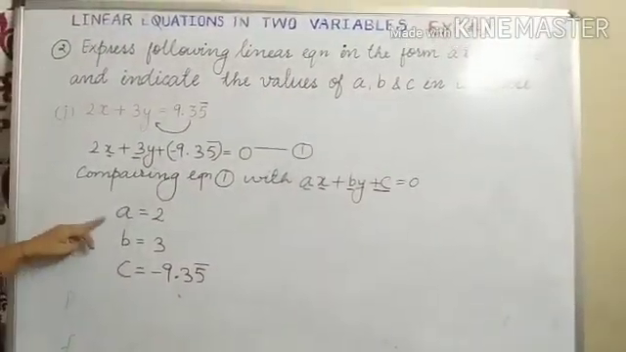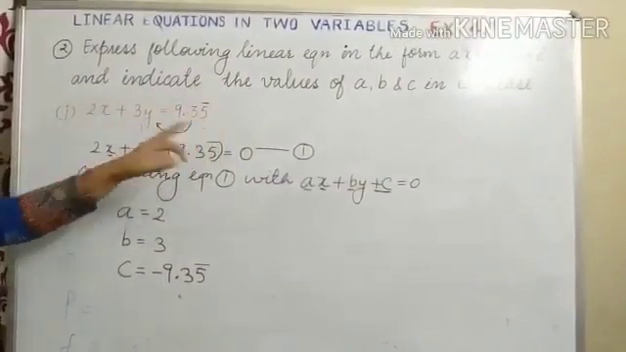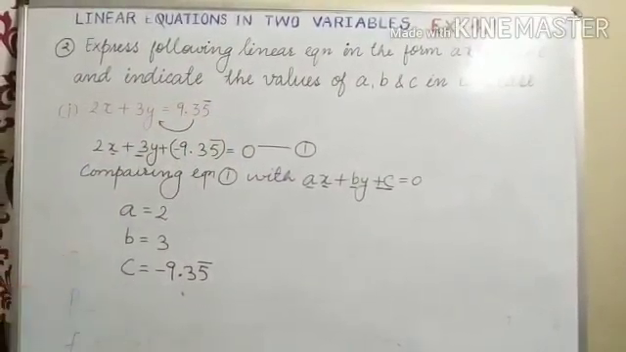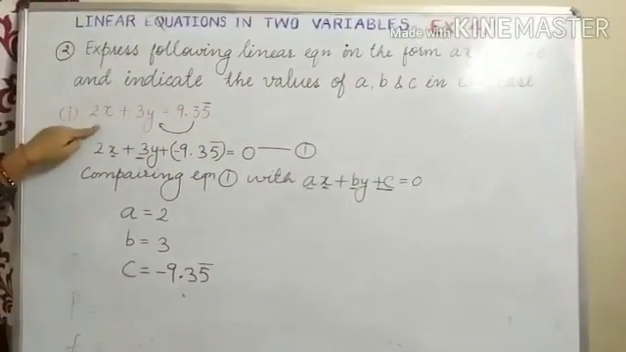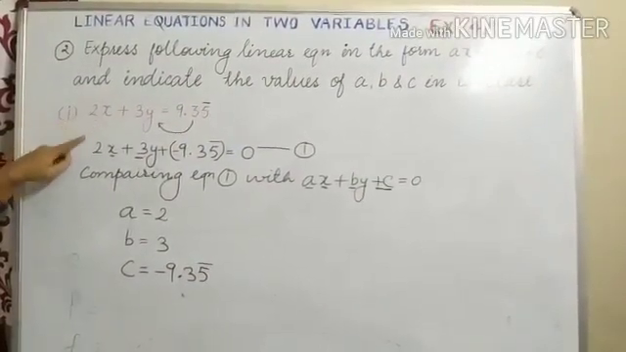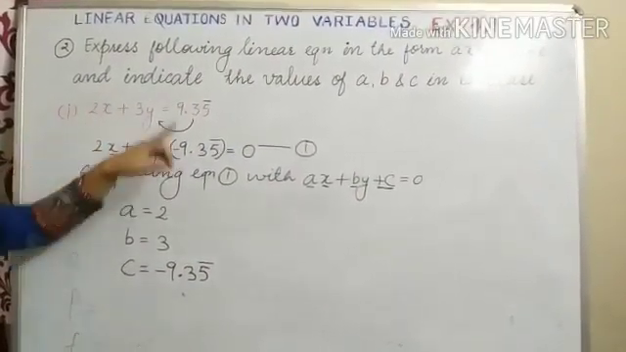That's all for this question, as we only have to find a, b and c. So what are the steps? First of all, we will write the question. Then we have to convert it into the standard linear equation.